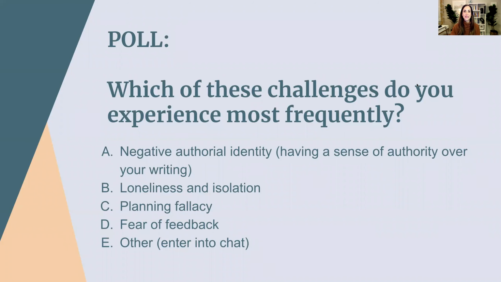So before we dive in, I would just love to hear from you in this first category, the feelings, attitudes, and beliefs you bring to the writing process. Which of these do you experience most frequently? We have negative authorial identity, which is not having a sense of authority over your writing, loneliness and isolation, planning fallacy trap, and fear of feedback. Or if there's another one that stands out in your mind, feel free to choose other and then add it to the Q&A. Let me launch this poll.